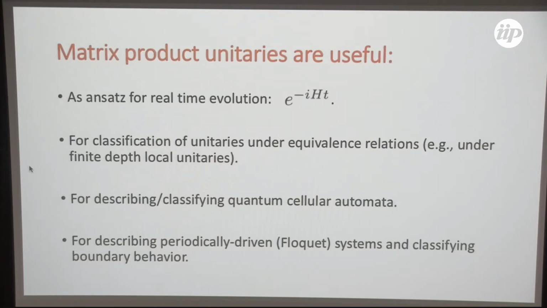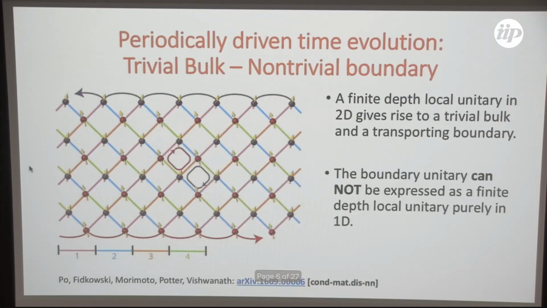And in the next slide, we will see that some non-trivial matrix product unitaries actually appear at the boundary of trivial bulk evolution, trivial bulk time evolution. So let's observe this.